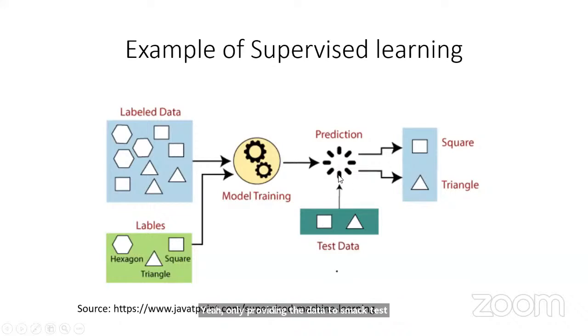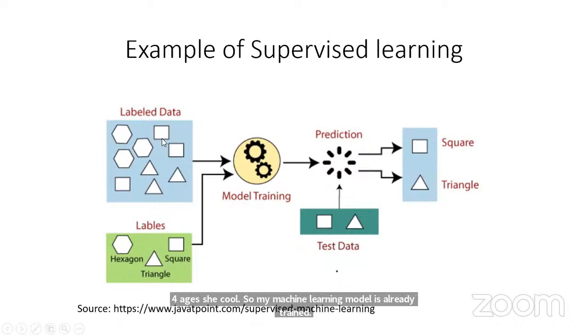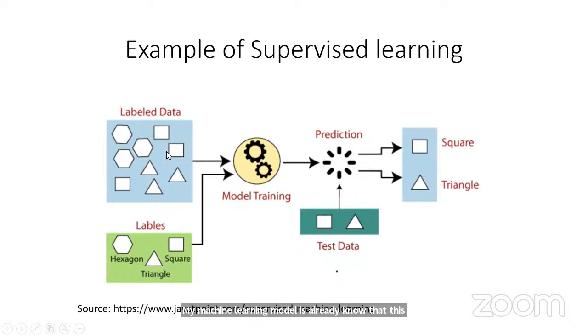So here I am giving 4 edges shape. My machine learning model is already trained. My machine learning model already knows that this 4 edges shape is known as square. So it will give me square. So in prediction, output will be given by my model. That is my machine learning algorithm. Fine. So what we are doing, this is known as training process, where we are providing the data as well as labels. So X and Y. And the prediction, this is known as testing process.